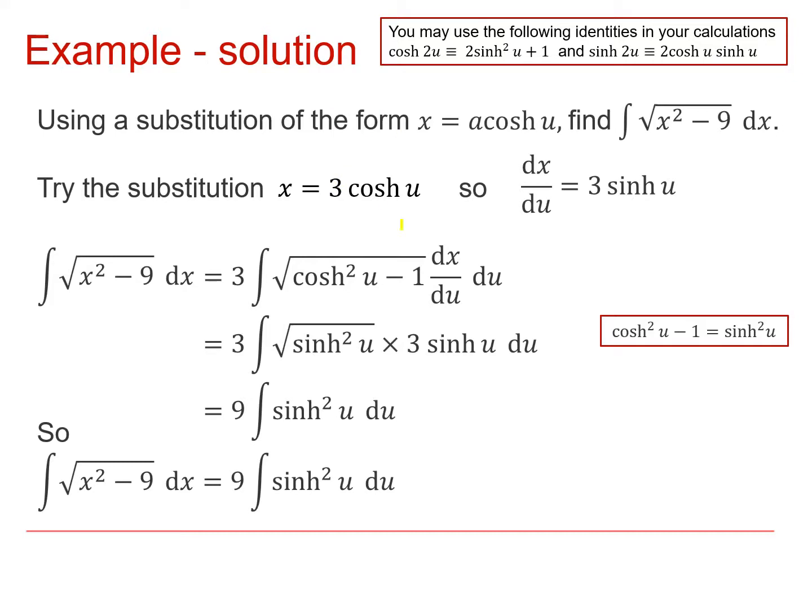There's a neater write-up of that. Here's the trial substitution and its derivative. And then we've done cos squared minus 1 is sin squared here. dx by du is the 3 sin u, and then just tidy that up. So we're going to continue from this point on the next slide.